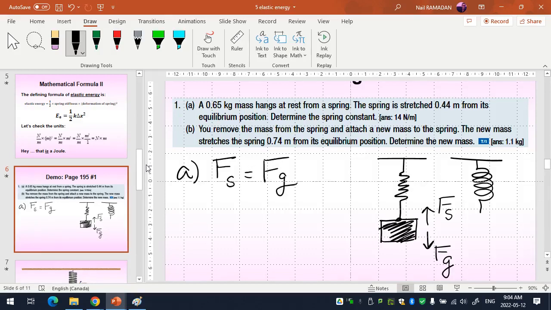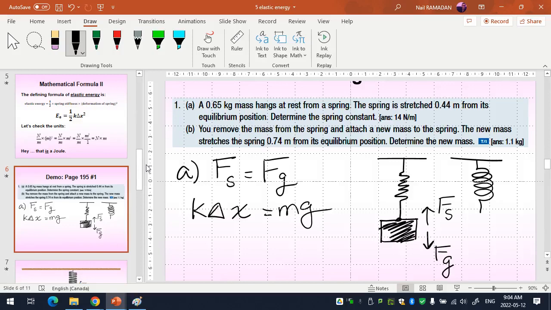Do we have an equation for Fs? Yeah, so far we only have one equation for Fs. What is it? Hooke's law: k times delta x. k times delta x equals, what's the famous equation, never changing, for Fg? mg.